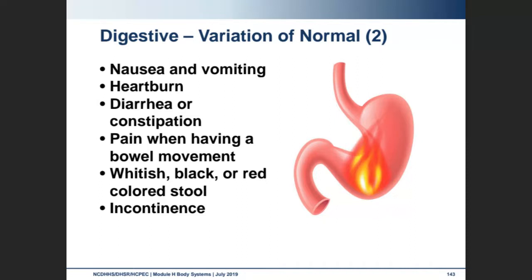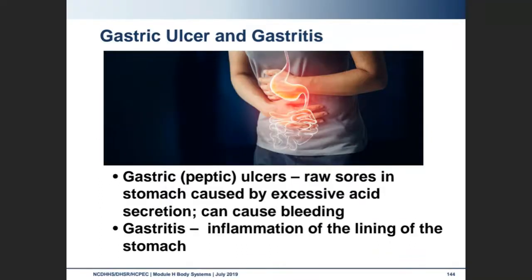All right, let's talk about some of the common issues we may see in the digestive system. We've got gastric ulcers and gastritis. Gastric ulcers, also called peptic ulcers, are raw sores in the stomach caused by excessive acid secretion. People who have gastric or peptic ulcers are going to have burning pain 1 to 3 hours after eating. They're going to be belching probably regularly. Sometimes there's vomiting. It can cause bleeding that results in that black tarry stool that we just talked about a second ago. The nurse aide's role is to report any abnormal stools to the nurse and encourage residents to follow whatever diet has been prescribed to them, because they're going to want to avoid certain foods when they have ulcers.